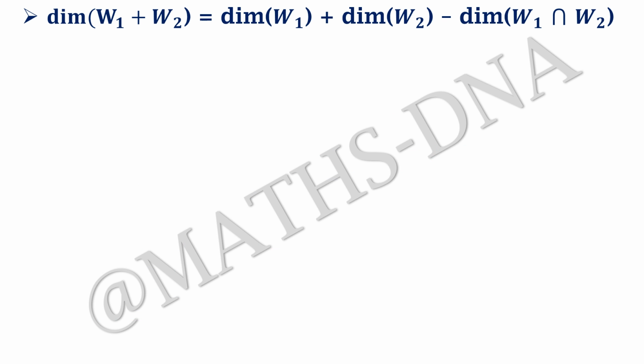Now simply finding the dimension of W1 plus W2, that will be equal to the dimension of W1 plus the dimension of W2 minus the dimension of W1 intersection W2.